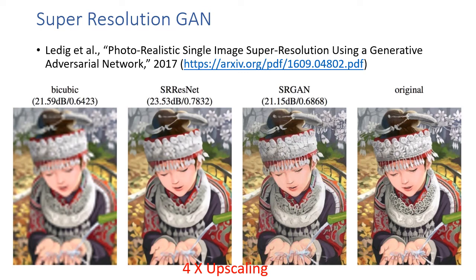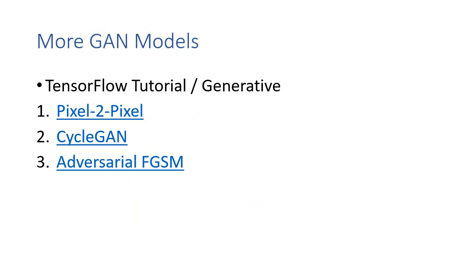However, the quality of an image is subjective. It's a personal feeling, so sometimes it is hard to measure. We can only use PSNR, but after testing for many years, the SRGAN provides the highest quality. Therefore, you should try the GAN method if you want to generate super resolution images. In the TensorFlow tutorial under the generative page, there are more GAN models that you can run and play with. Let's look at the examples.